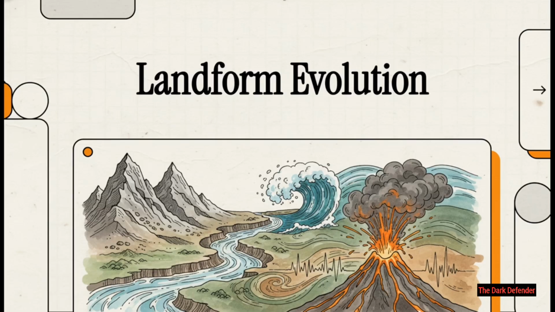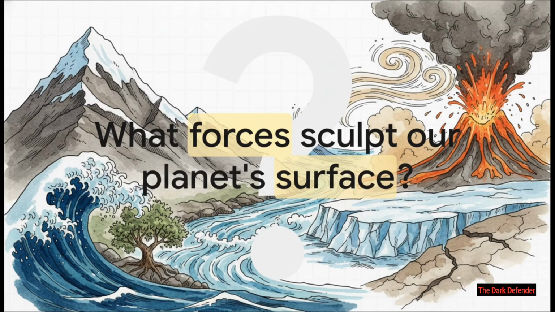The world around us, from the tallest mountains to the flattest plains, wasn't always this way. It's in a constant state of change, being shaped and reshaped every single day. So today, we're going to explore the incredible natural forces, the agents of change, that sculpt our planet and create the amazing landscapes we see. Let's get started. So, what are these forces, really?